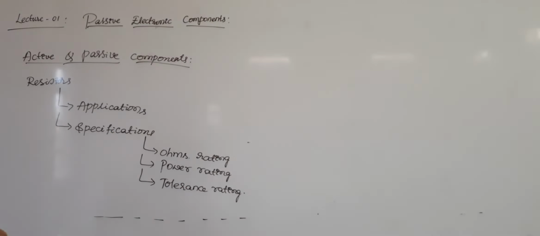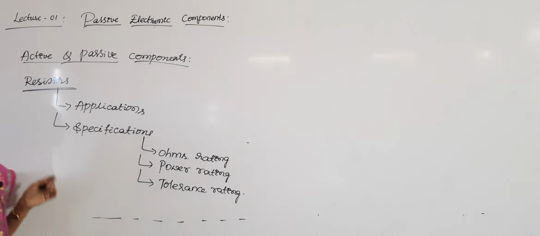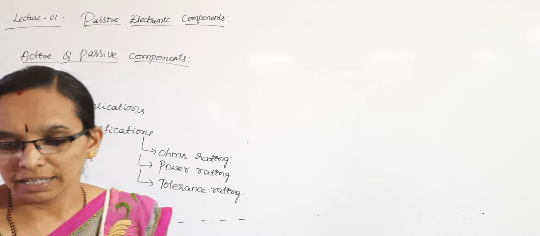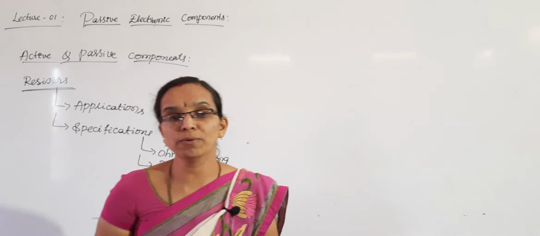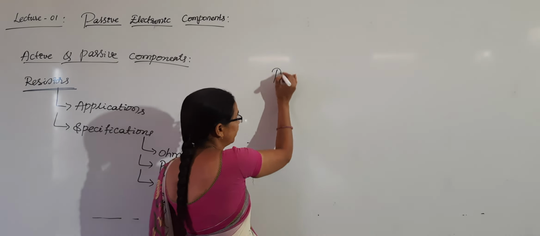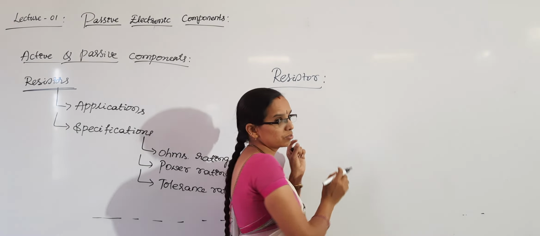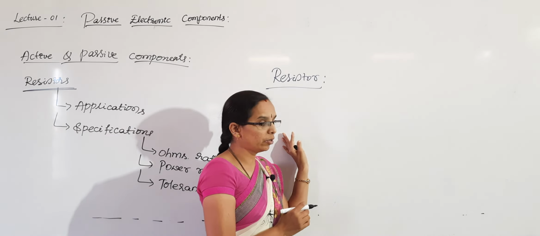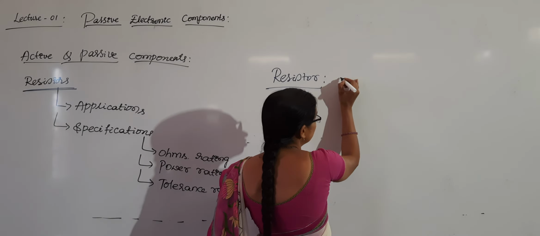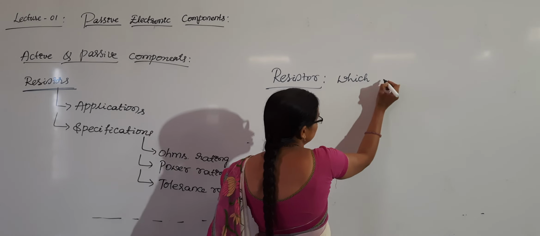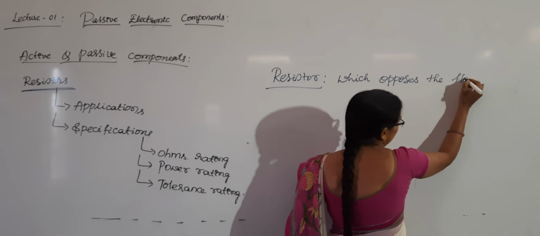In passive components, the first element is resistors. A resistor is a component which opposes the flow of electric current. Resistors, you already know this, it's very familiar to you, you have already studied Ohm's law. Resistor is a component which opposes the flow of electric current.